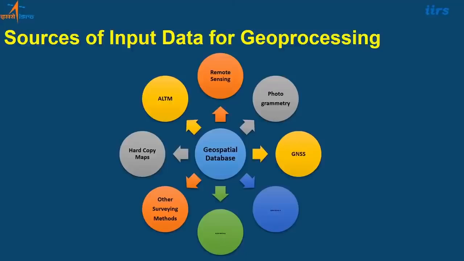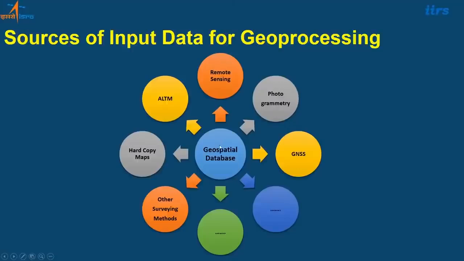If you can see here, I have various sources from where I can collect the geospatial data. It is from remote sensing. This remote sensing, which I told you earlier, becomes a very important source for a geospatial database. All the satellite images or aerial images or the UAV images are nothing but input for the geospatial technology.